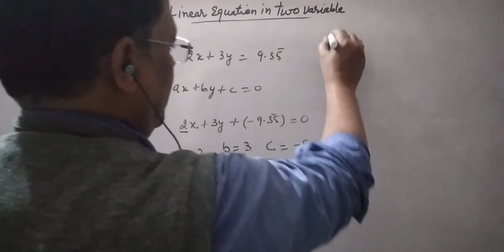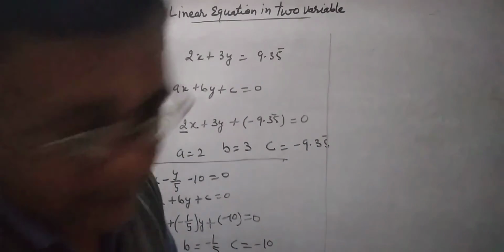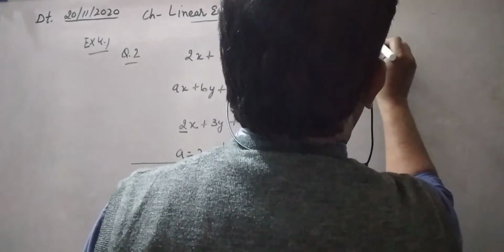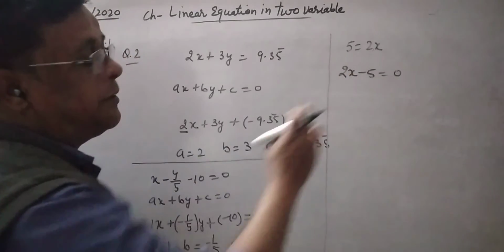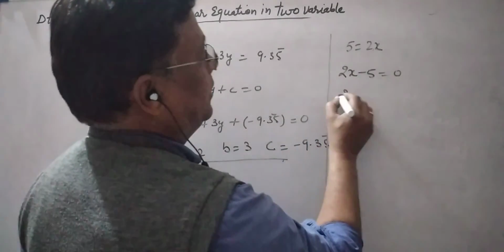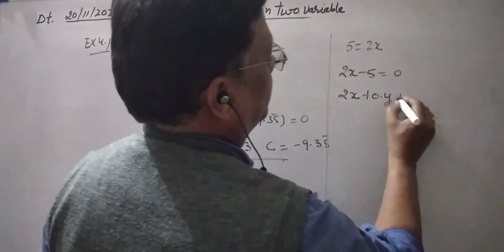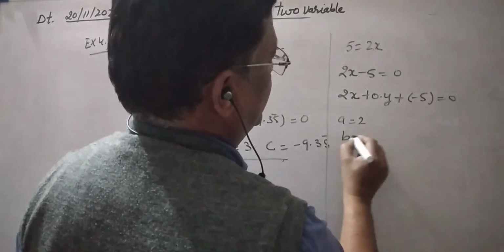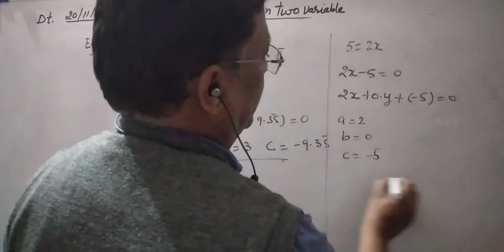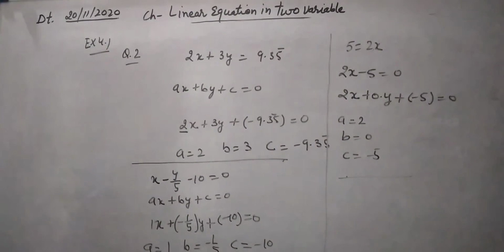Now you see one or two more, that is 5 equals 2x. So you can write 2x minus 5 equals 0. Here you don't have the second variable, so you insert the second variable in such a way: 2x plus 0y plus minus 5 equals 0. So A is 2, B is 0 and C is minus 5. This way we can express the linear equation in two variables in general form, and find the values of the real numbers A, B and C. This way we have to solve this exercise.